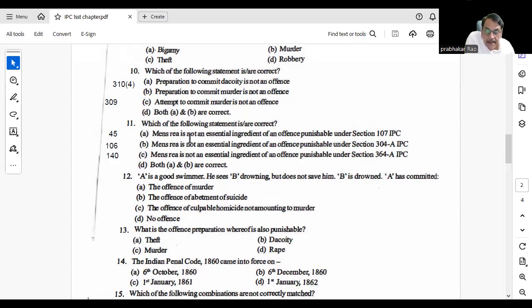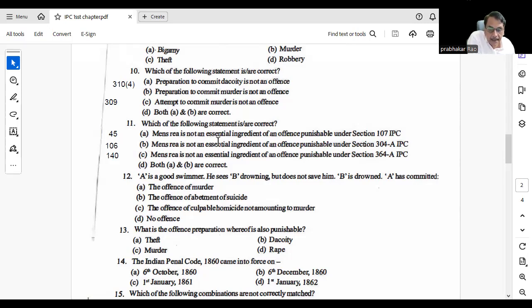You see, mens rea is not an essential ingredient of an offense punishable under Section 107 IPC. Under BNS, it is Section 45. It is abetment. In the case of abetment, intentionally aiding is an offense. The word intentionally has been used there. That's why it is an essential ingredient in the case of abetment offenses.